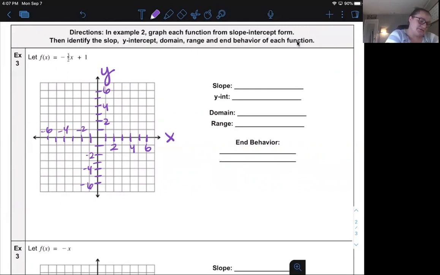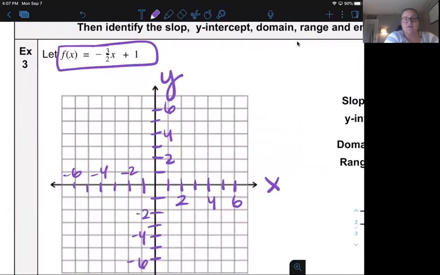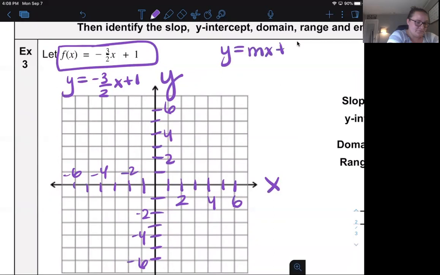So our function is f of x equals -3/2 x plus 1. Well, remember, f of x is just function notation. So really this means y is equal to -3/2 x plus 1. So if you think about slope-intercept form, what's being multiplied by x in our equation? That -3/2. So that must be our slope. And then what would our y-intercept be? Well, b is 1, so our y-intercept is 0, 1.